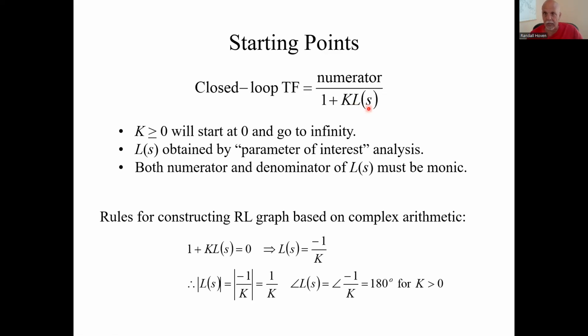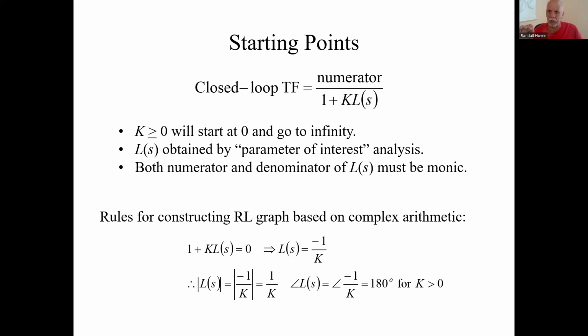This L of S is a ratio, polynomial over a polynomial. Monic numerator and monic denominator. We talked about this earlier. Then what the root locus is going to show us is where the roots of the closed loop transfer function are as this k goes from 0 to infinity. So I'm not going to talk about L of S anymore. We'll take that as a given for this video subsequent.